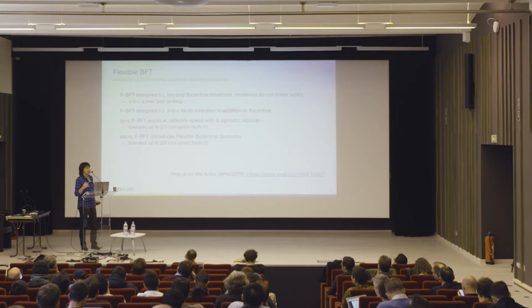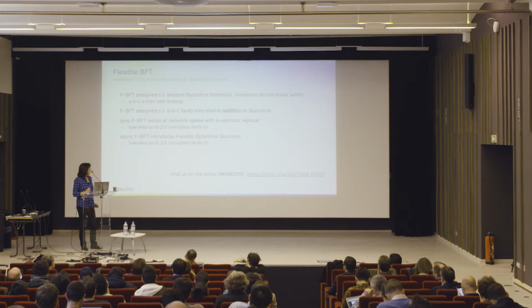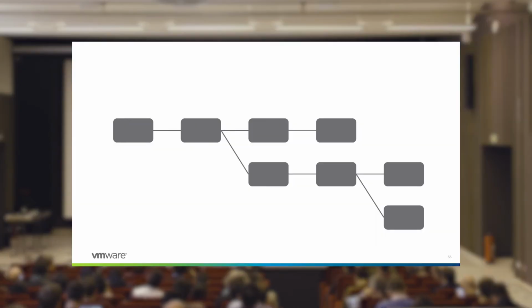The synchronous version is itself a new protocol that doesn't assume synchrony. So even the synchrony bound, this delta bound, is itself something that the clients observe and not something the system is designed for. And in the case of the asynchronous setting, it's pretty surprising that you can tolerate up to 2/3 corruption faults. I just wanted to say this is a new approach.